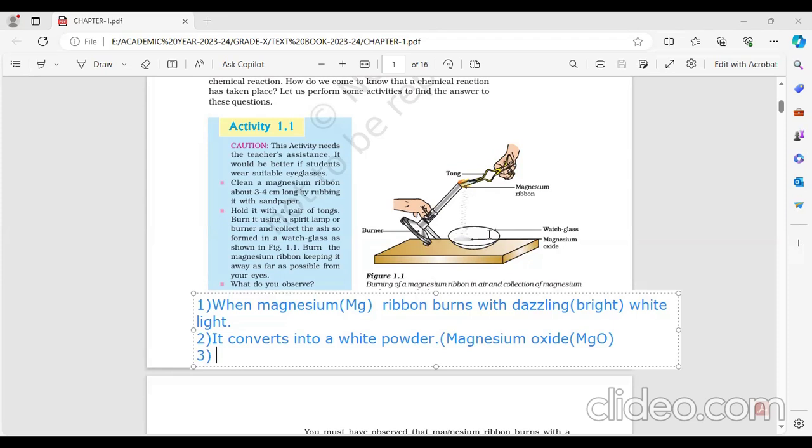Now, one more point you can add, which will also help you. Is that magnesium oxide basic in nature or acidic in nature? That you have to remember. So how do we know whether it is acidic or basic?